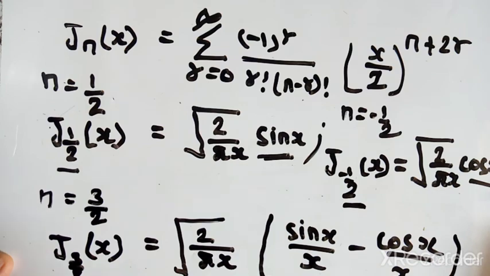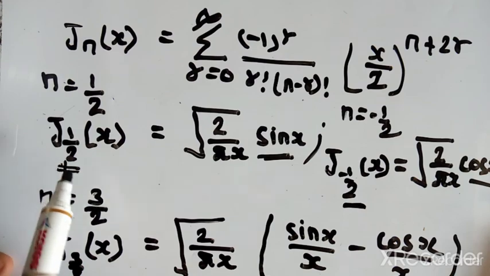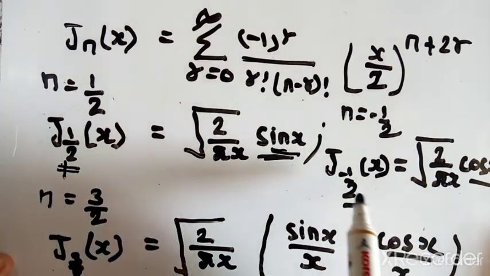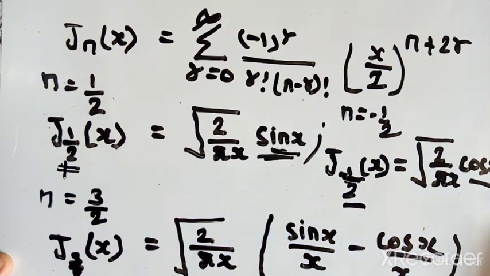How to remember these formulae? These are very important. When we use the plus sign, then we use the sine function. When we use the minus sign, then we use the cos function. And when we use plus 3 by 2, then we use both sine and cos functions: sin x over x minus cos x.